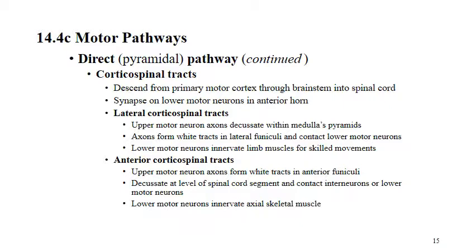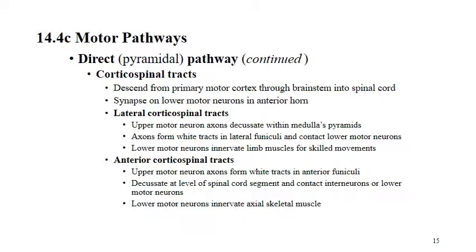The lateral corticospinal tracts have their upper motor neuron axons decussating within the medulla's pyramids, so they cross over in the medulla pyramids, and the axons form white tracts in the lateral funiculi and contact lower motor neurons. The lower motor neurons are going to innervate limb muscles for skilled movements. So all those skilled movements are happening from the lateral corticospinal tracts.